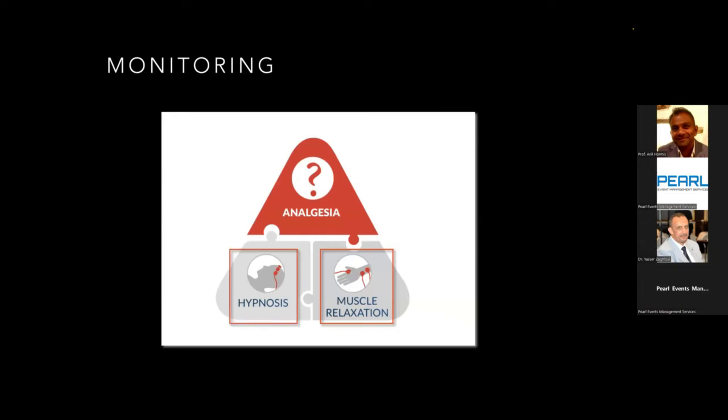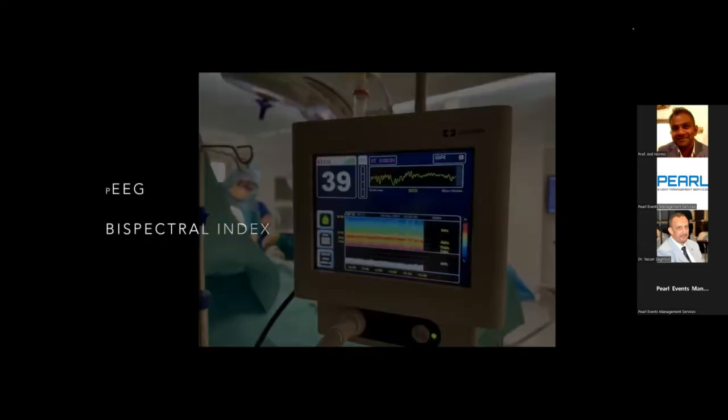In the next domain, we've got hypnosis. And again, I'm sure you'll all be familiar with processed EEG. I use the BIS monitor, although there are several other monitors that can be used. And this gives us very, very useful data looking at raw EEG, as well as the density spectral array, which you can see on my slide there. So this is all adding to making sure that our patients are in the right plane of anesthesia during surgery.